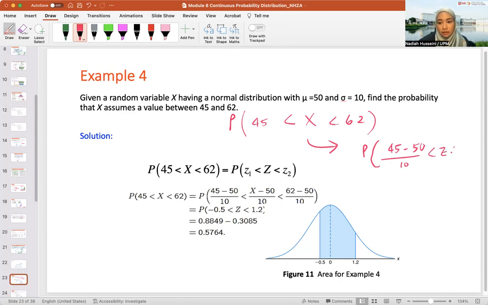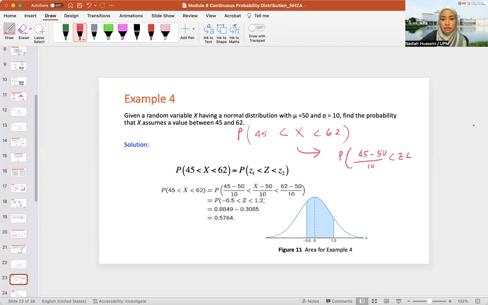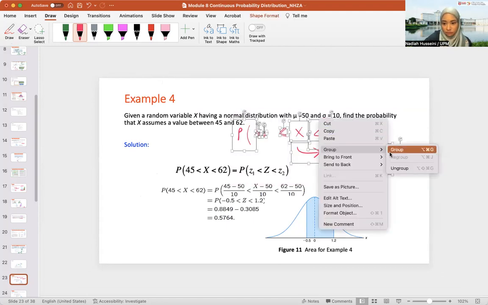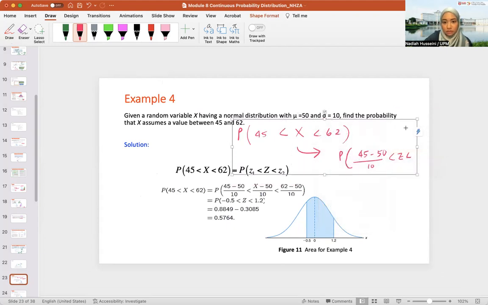Z is, let me try to make this smaller actually. How do I do this? Okay, let me try to group this. Make this smaller.